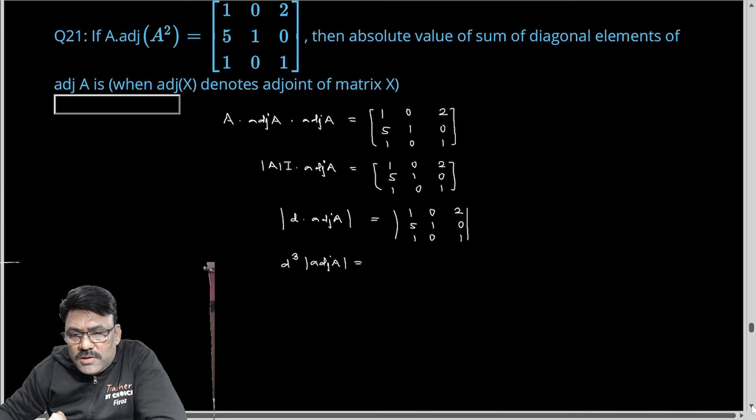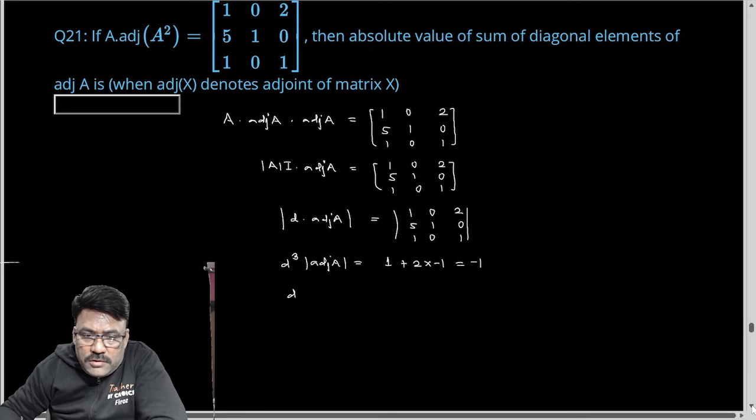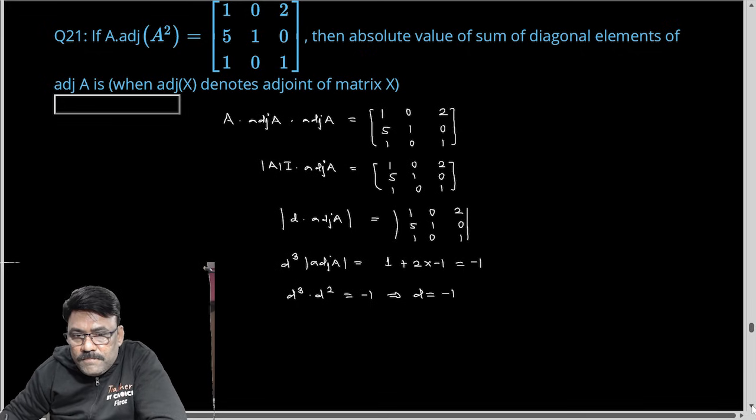Now what is the value of the determinant on the right side? On the right side I'm getting 1 multiplied with 1, and then plus 2 multiplied with 0 minus 1, so minus 1. So it is actually minus 1. And you know that determinant of adjoint A is actually determinant of A whole square. And determinant of A is D. So it is D square, equal to minus 1. So this gives you D is equal to minus 1. D means determinant of A. Determinant of A is minus 1.